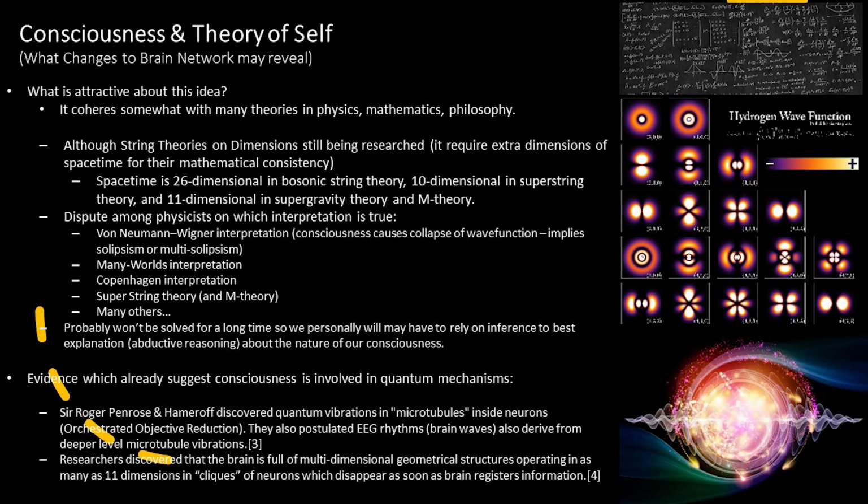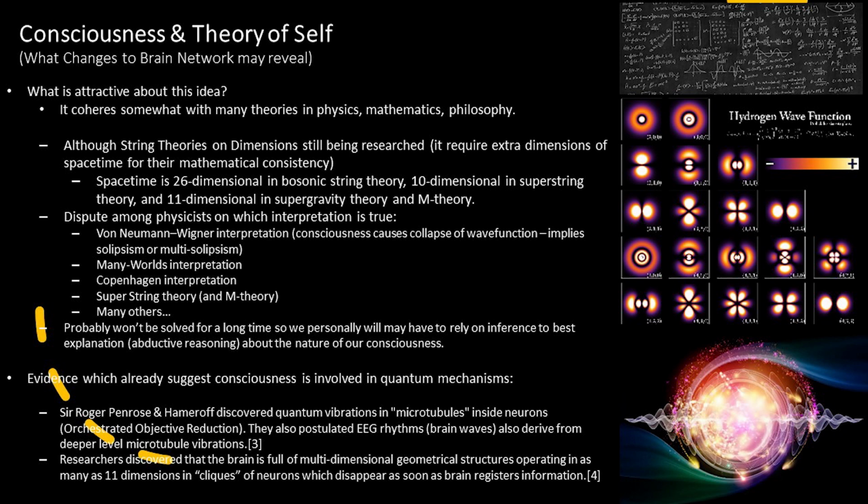The next is the many worlds interpretation, and you've got the Copenhagen interpretation and superstring theory and M theory and many, many others. So the nature of consciousness and these theories probably won't be solved for a long time, so we may have to rely on inference to the best explanation, also called abductive reasoning. There's evidence which already suggests that consciousness is involved in quantum mechanics. Sir Roger Penrose and Stuart Hameroff discovered quantum vibrations in microtubules inside neurons. They call this orchestrated objective reduction. They also postulated that EEG rhythms, brainwaves, are also derived from deeper level microtubule vibrations.